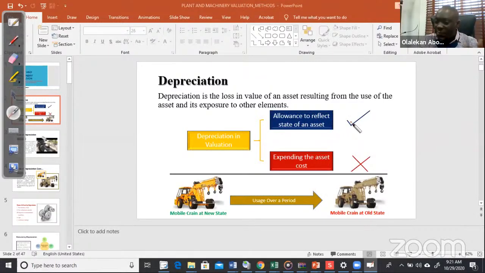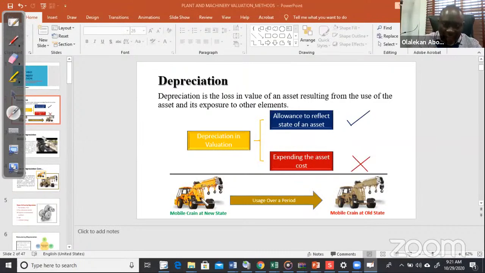In accounting, they expend it. We don't expend. If you are using the cost method, for example, the information you will obtain from the market will be the cost of a new asset. The one you want to value is not new, so you have to reflect that state of the one you want to value. That's why you have to allow for depreciation.